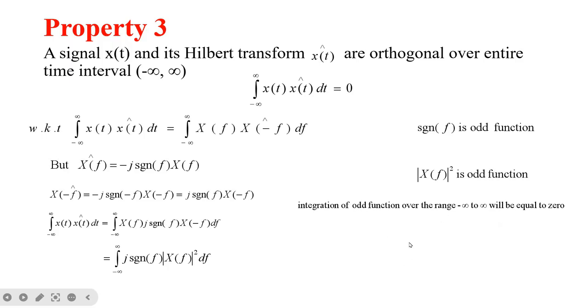So we can write that integration from minus infinity to plus infinity of x of t, x cap of t dt will be 0, because this term has become 0. So this whole term will be 0. So this is the orthogonal property. I hope you have understood. Just remember that this is an even function, it is not odd. This is even.